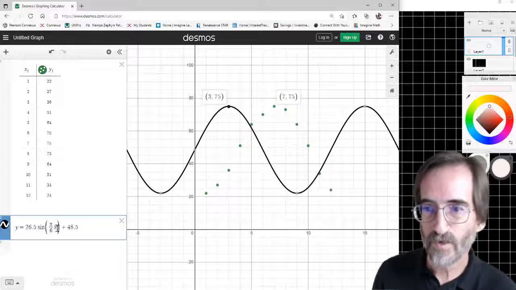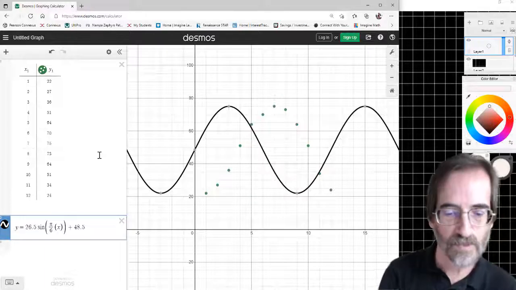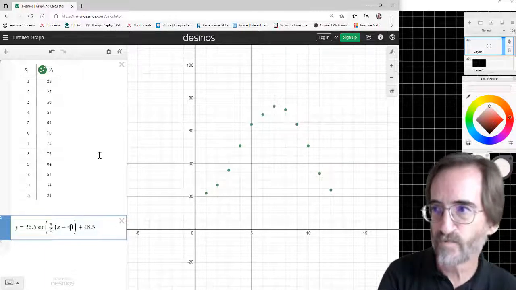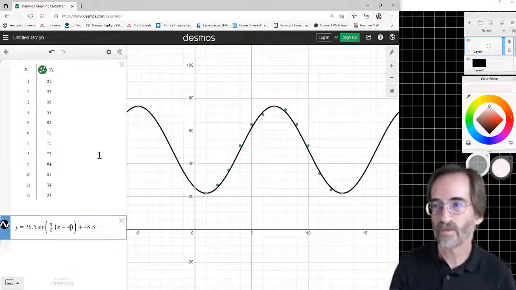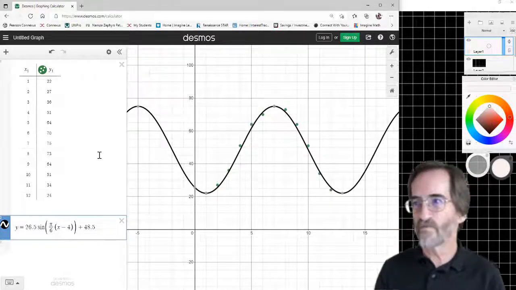Okay. So I'm going to put another parentheses around my x. This is important, this parentheses. And I'm going to say minus 4. And there we go. Okay. All right, and then we got a pretty good fit.